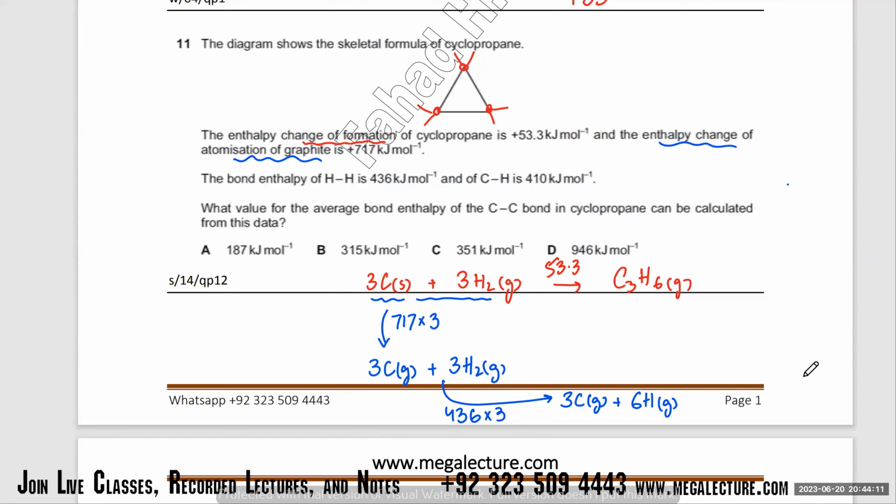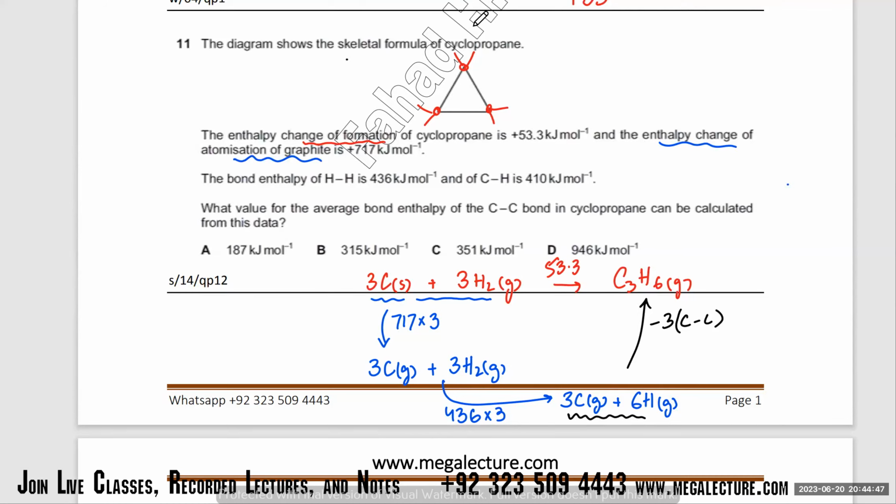So if I create this path, what does this path represent? It represents that I've got these gaseous atoms, and these gaseous atoms are combining to form C3H6, which is over here. So how many bonds do I need to form? This is carbon, carbon, and carbon. So I would have to form three carbon-carbon bonds. And bond formation is exothermic, so I'm putting a minus sign next to it. So I'm forming three carbon-carbon bonds.